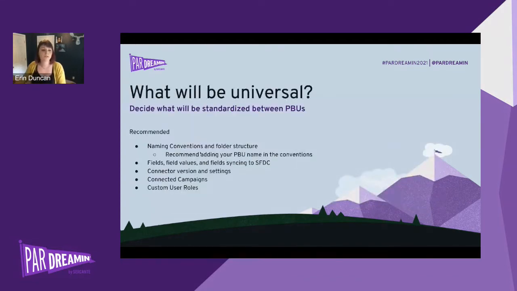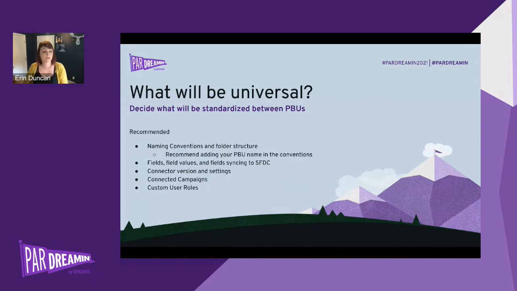Another thing you'll need to do is decide what's going to be universal between your PBUs. I definitely recommend you make your naming conventions and folder structures universal between your business units, because if users are going to switch between different business units, they are still going to need to know how to find stuff, what items are, all of that just from looking at the naming conventions. You don't want it to be a completely different world between each business unit, because it's going to slow users down and it's going to cause confusion.